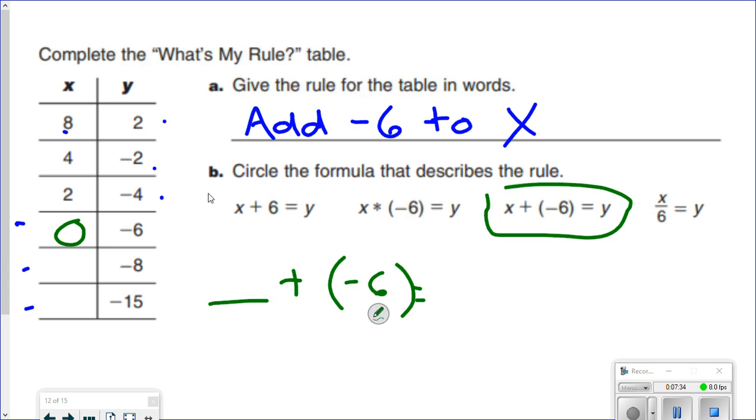Let's say this equals negative 8. What number plus negative 6 gets to a negative 8? Well, negative 2 plus a negative 6 gets to a negative 8. Last one. Do you see how we're just plugging in these formulas? It equals negative 15. What negative number do we have to add to negative 6 to get to negative 15? Well, 9 plus 6 equals 15. A positive 9 would give me 3 for an answer. A negative 9 will give me negative 15.